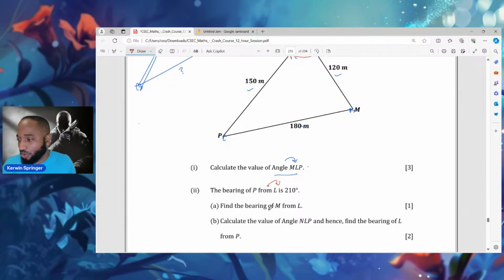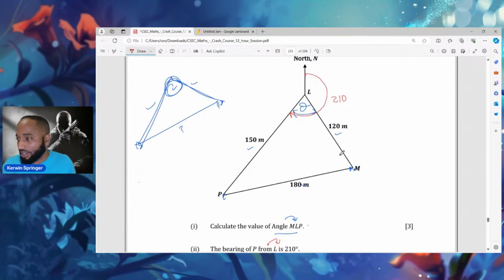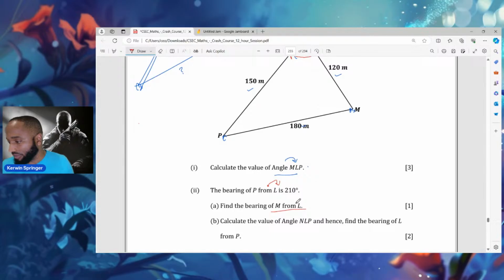But that's not the end. They want you to find the bearing of M from L. M from L. So we also need to find this angle here. M from L means you go from L again, but you stop on the line connecting L and M. So this is what we're trying to find. But that will be easy for us to find, because if this is 210, and this is the angle MLP, the angle that we just found, you just subtract. So we'll see the working for that just now.